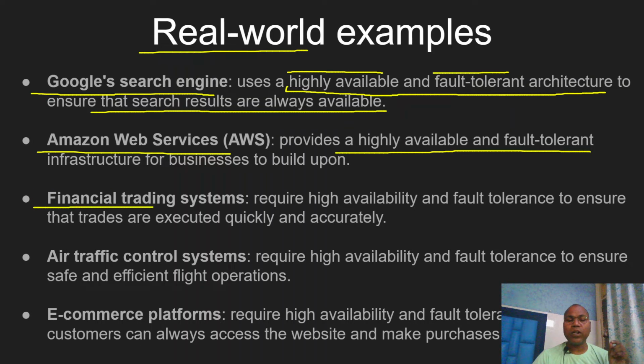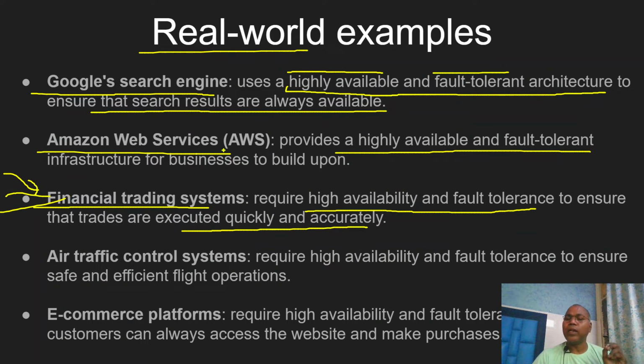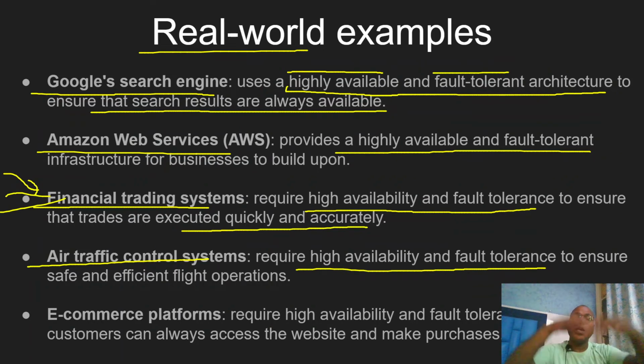Even any financial trading system is also highly available and fault tolerant, to ensure that all the trades and transactions are executed quickly and correctly. All the banking systems, insurance systems, market systems, and trading systems are generally highly available plus fault tolerant. Even the air traffic control system is highly available and fault tolerant. If any fault or problem happens, they have a highly available design so they can always operate even in a fault situation.